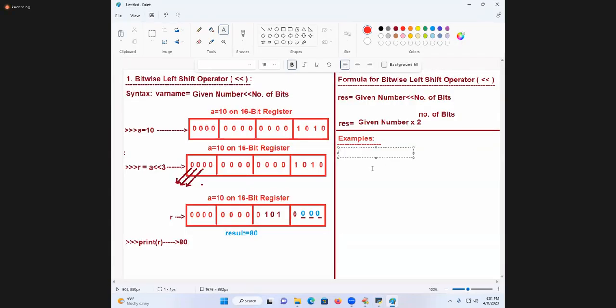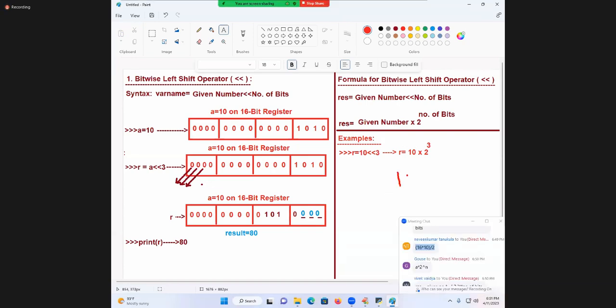Now, let me come to R is equal to 10, the given number, double less than 3. What is the formula I told? R is equal to the given number into 2 to the power of 3. 2 to the power of 3 is nothing but what? So you are supposed to write 10 into 2 star 3, right or not? 2 star 3 is called exponentiation.